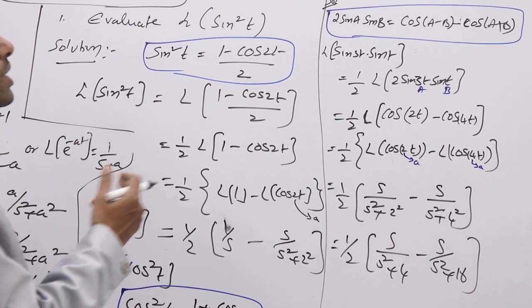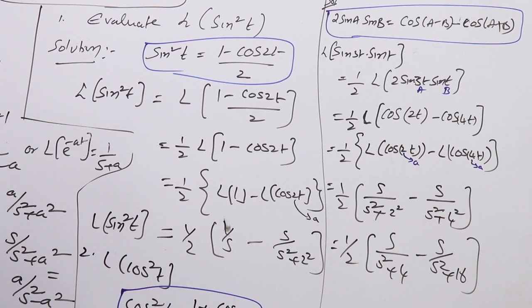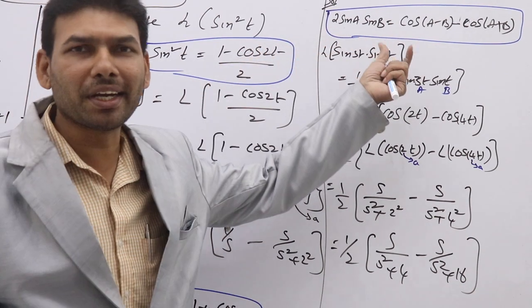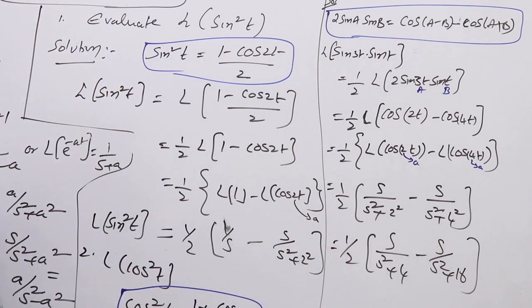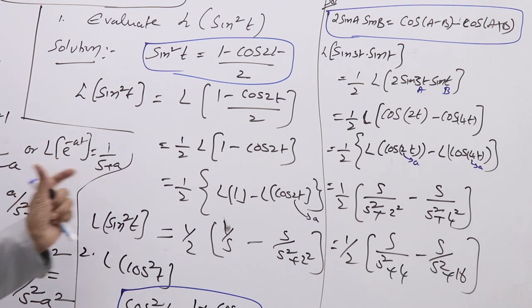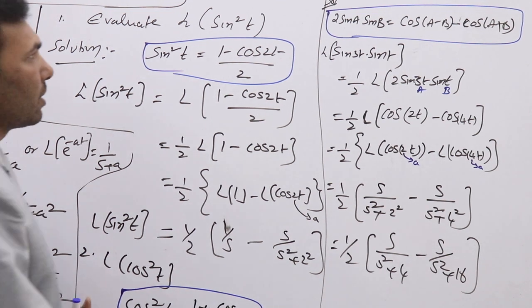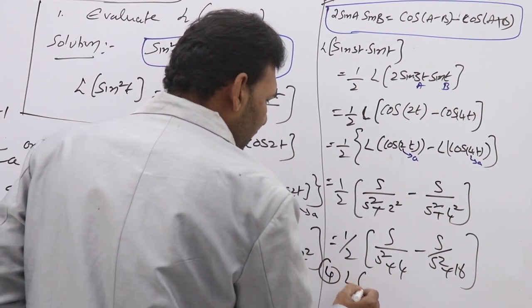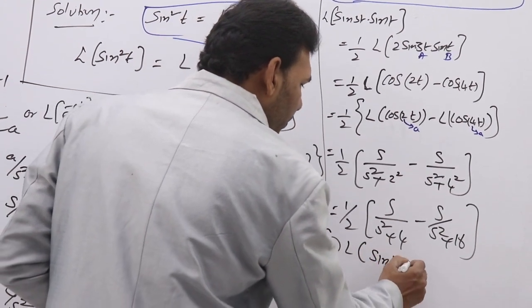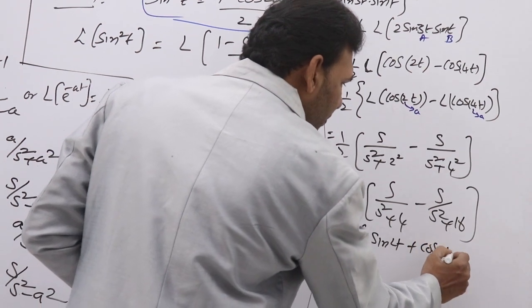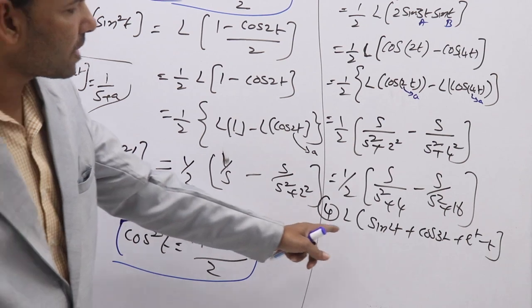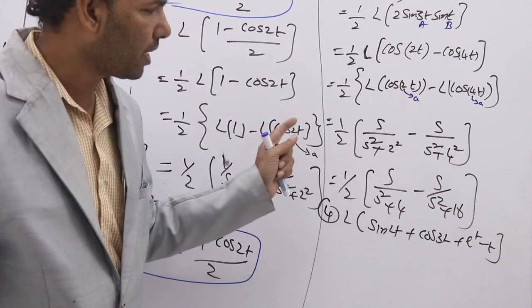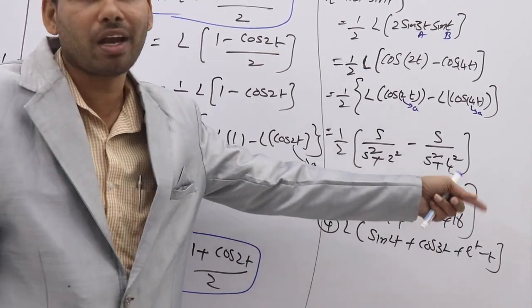Like this, when two trigonometric functions, sine and cos, are in product, using the trigonometric transformation formula we evaluate the Laplace transform of those functions. Whenever the functions are direct, you can apply the formula directly. For example, if you have sin 2t plus cos 3t plus e power t minus t, simply apply Laplace to each term: L of sin 2t, L of cos 3t, L of e power t, L of t.